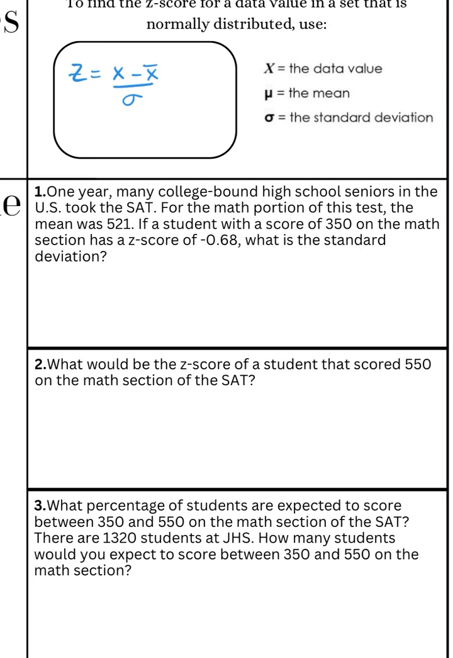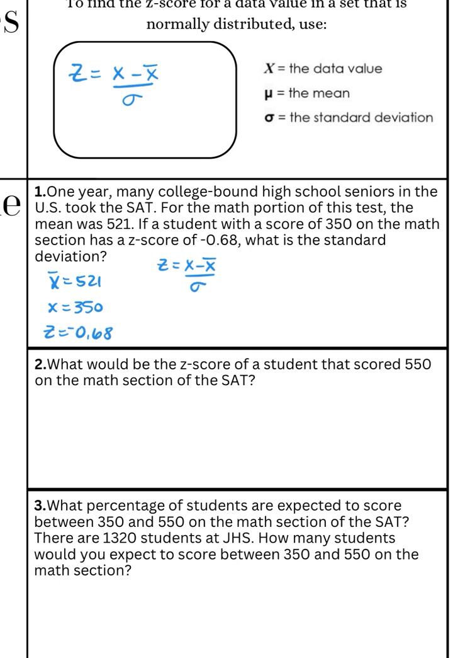One year, many college-bound students took the SAT. For the math portion of this test, the mean was 521. If a student with a score of 350 on the math section had a z-score of negative 0.68, what is the standard deviation? So we're going to use our formula, z equals x minus x bar over standard deviation.